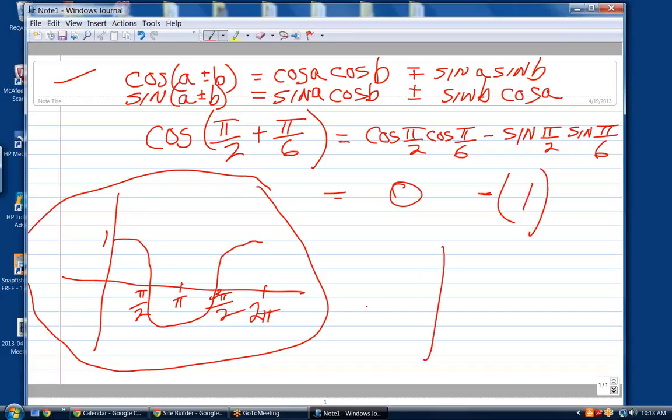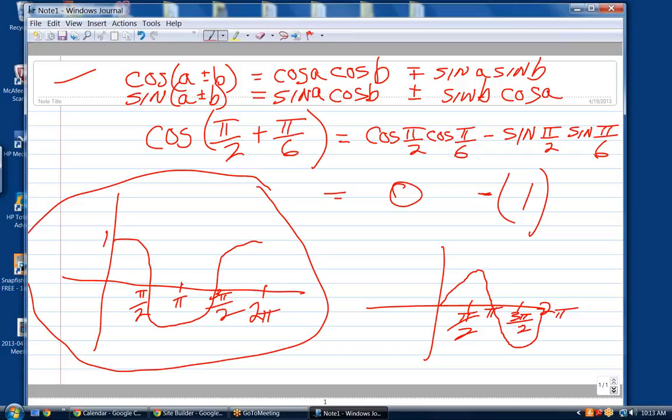Again, coming from this curve, sine starts at 0, goes up to its maximum, comes back to 0, goes down to its minimum, and comes back to 0. And so these quarter points are going to be pi over 2, pi, 3 pi over 2, and 2 pi.